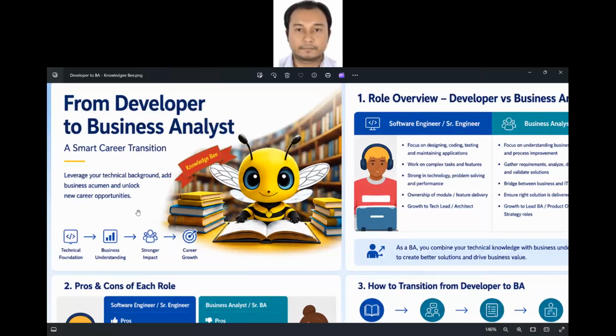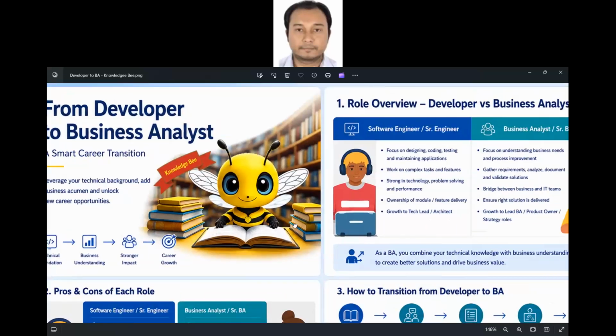In this presentation, we will compare both the roles, discuss the advantages and challenges, and understand the practical steps required to move from a developer role into a business analyst career path. Now let's shift to the next portion.